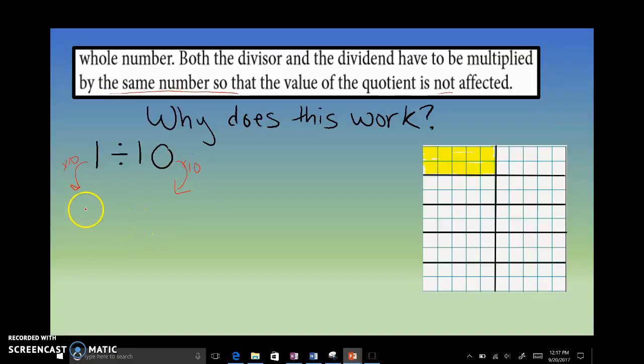So then we end up with 10 divided by 100. So if you compare that to our graph over here, we see that this is a 10 by 10 grid. So that means that there are 100 blocks in this. And if we fill in 10, 1, 2, 3, 4, 5, 6, 7, 8, 9, 10, that is still equivalent to our original division problem of 1 divided by 10. So this is why it works. We have to apply it to both the divisor and the dividend to keep this equality.